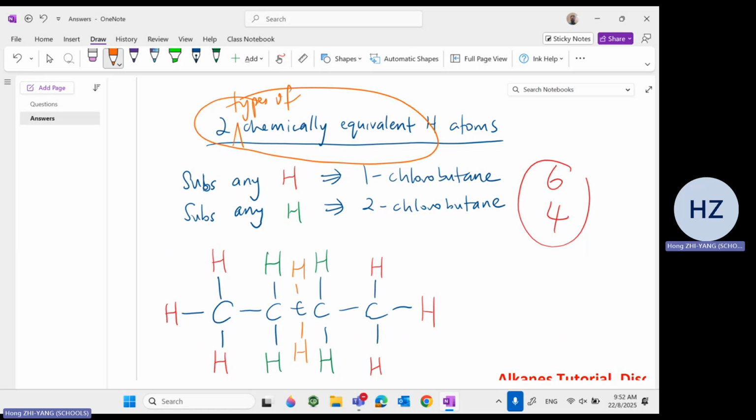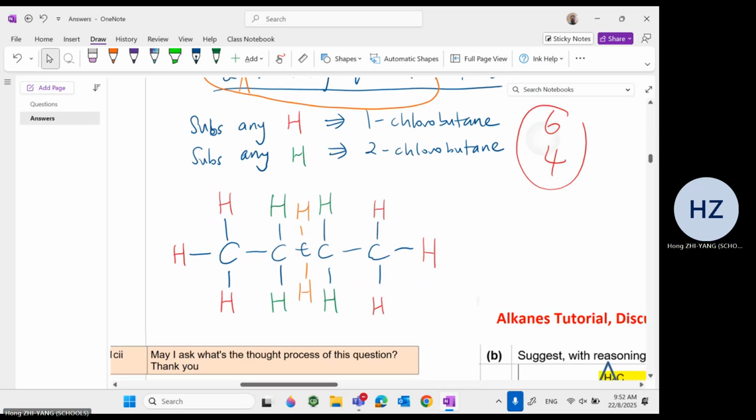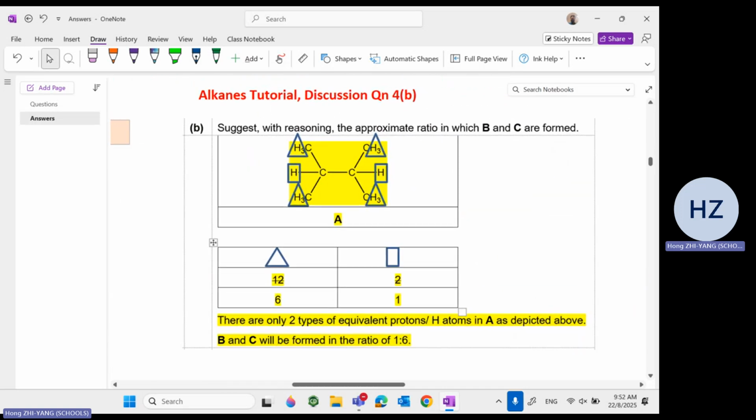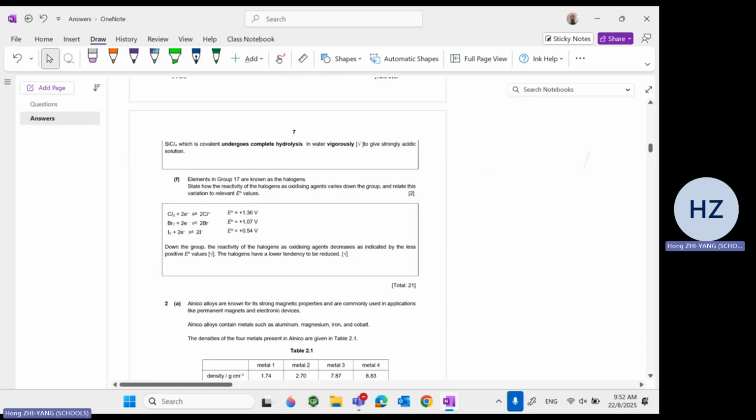When we say 2 types, it means all the red color ones are chemically equivalent. All the green color ones are chemically equivalent. So when you substitute any one of them away, you get the same product. Okay. Right, I hope this helps. Otherwise, you will need a consultation, for sure. Yeah, this one is the one. Okay, and I'm pretty sure I'm done with question 1.